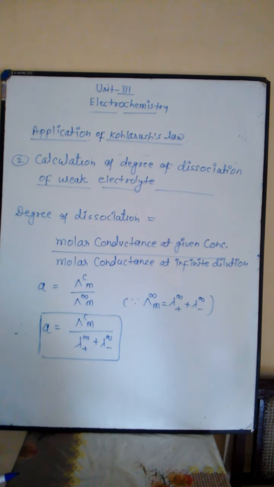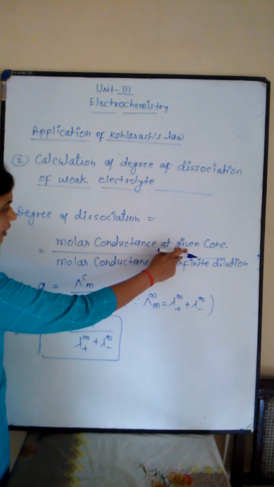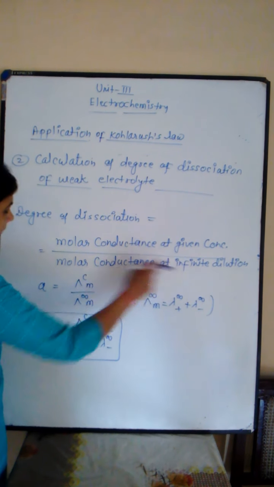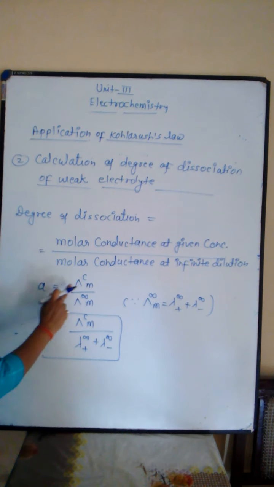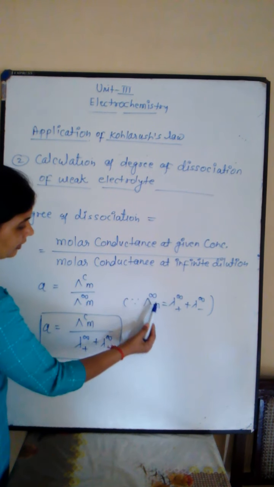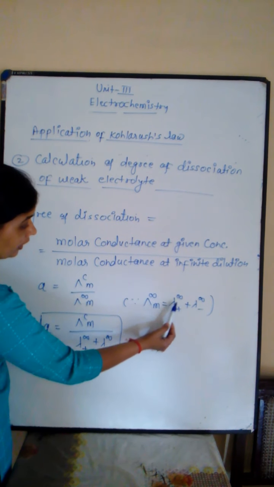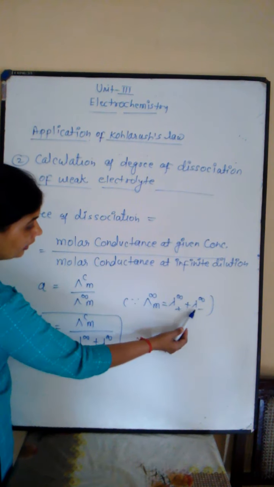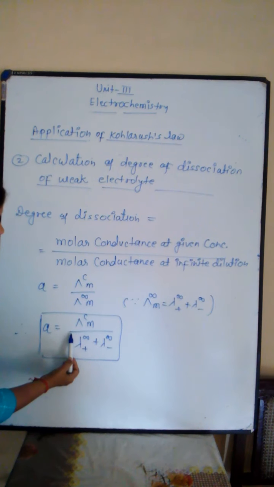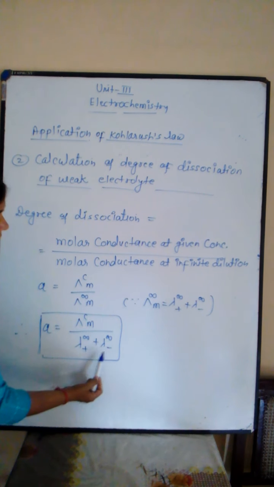So by using this formula, degree of dissociation equals molar conductance at given concentration, which is given in the question, upon molar conductance at infinite dilution. Alpha, that is degree of dissociation, equals molar conductance at given concentration upon molar conductance at infinite dilution. And molar conductance at infinite dilution, according to Kohlrausch law, is the sum of the molar conductance of cation and anion. So alpha equals molar conductance at given concentration upon molar conductance of cation plus anion.